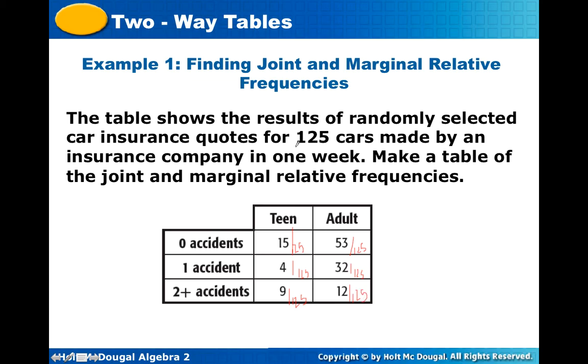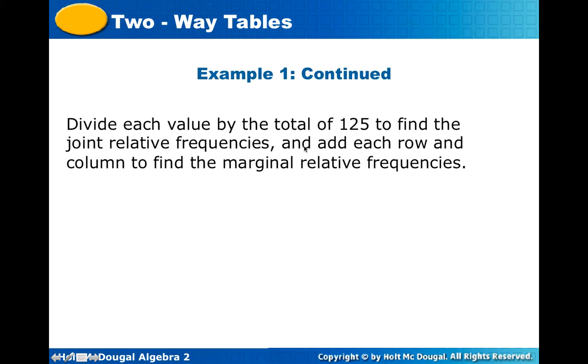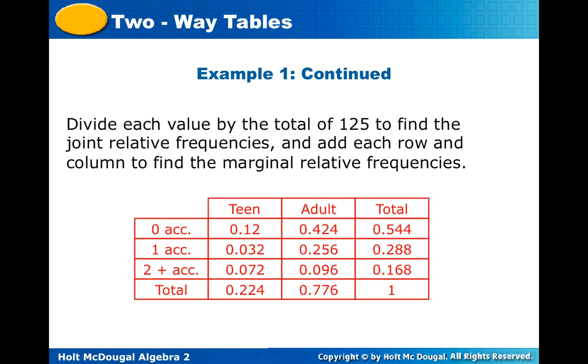Okay, and then we divide it by 125 because that was our total up top. Once we do that, that will give us our joint frequencies in each box. So we can see it. There it is. It's beautiful. 15 divided by 125 is 0.12. 53 divided by 125, 0.424. So there is our joint frequencies inside the little box here.